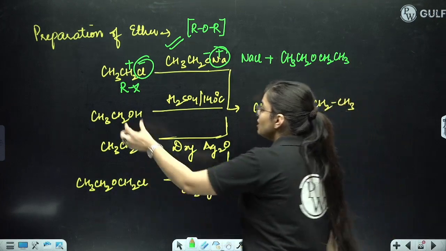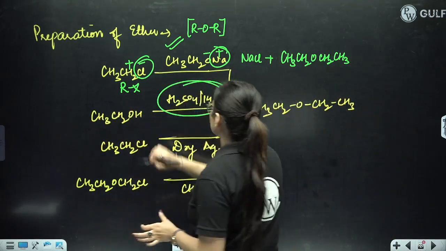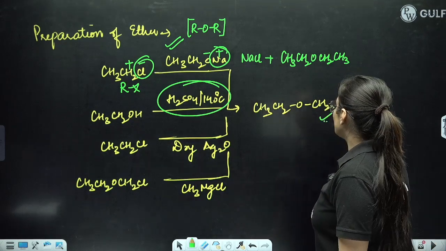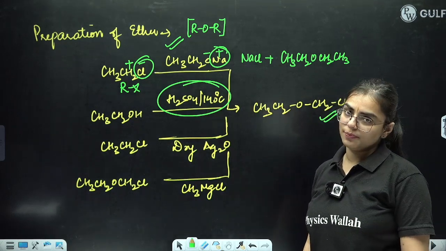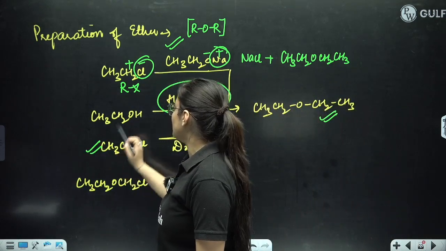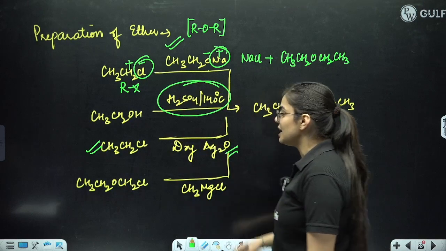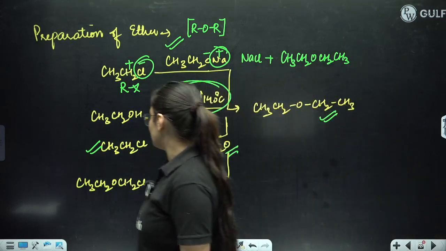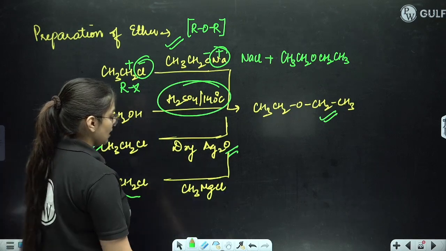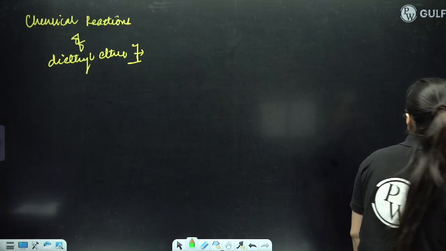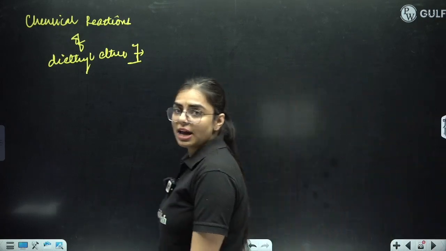Now, if you are taking alcohol and you are reacting it with H2SO4 at 140 degrees Celsius, again you are going to get ether. Clear? Now the next part is, if you are taking again alkyl halide and you are reacting with dry Ag2O, you are going to obtain ether. And the last one is, you will obtain it with a Grignard reagent, you can obtain your ether. Clear? Okay.